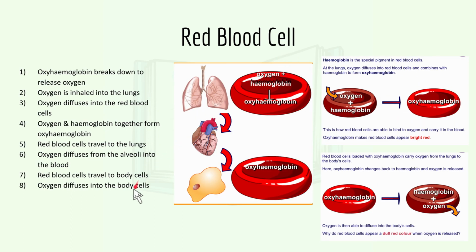And then we have more on red blood cells, the process. Number 1, oxyhemoglobin breaks down to release oxygen, and oxyhemoglobin is basically hemoglobin that carries oxygen. Number 2, oxygen is inhaled into the lungs and oxygen diffuses into the red blood cells. And then oxygen and hemoglobin together form oxyhemoglobin, as we talked about in the first one. Red blood cells travel to the lungs and oxygen diffuses from the alveoli to the blood. And red blood cells travel to the body cells and oxygen diffuses into the body cells. So you can have a read for more information.